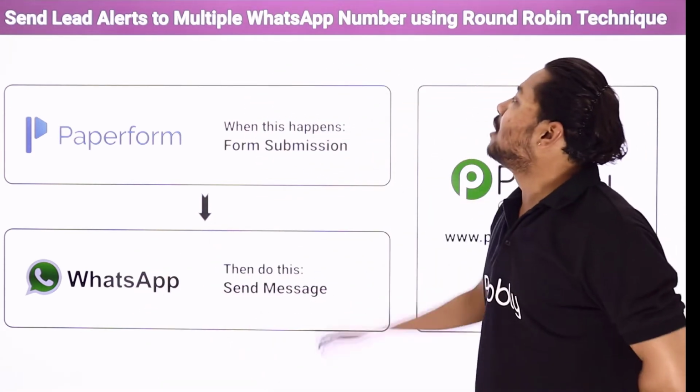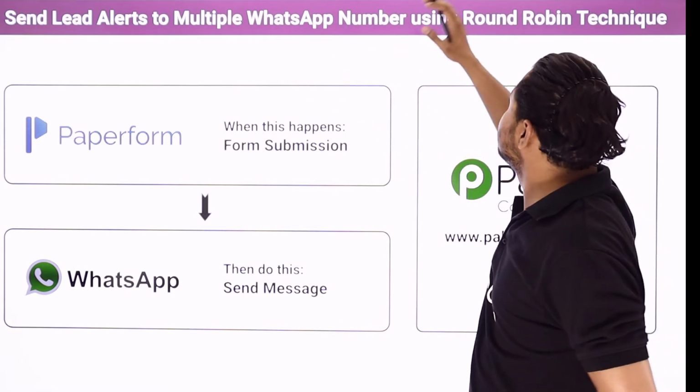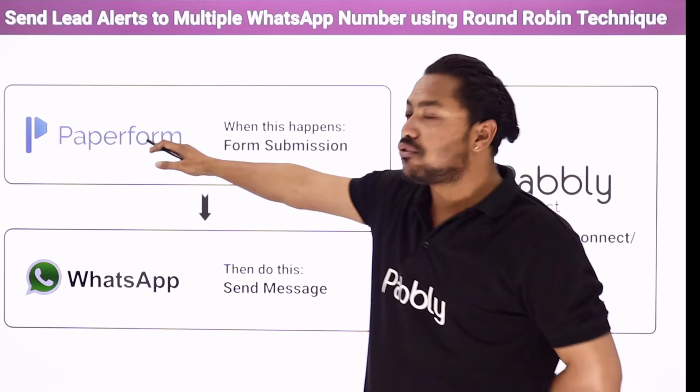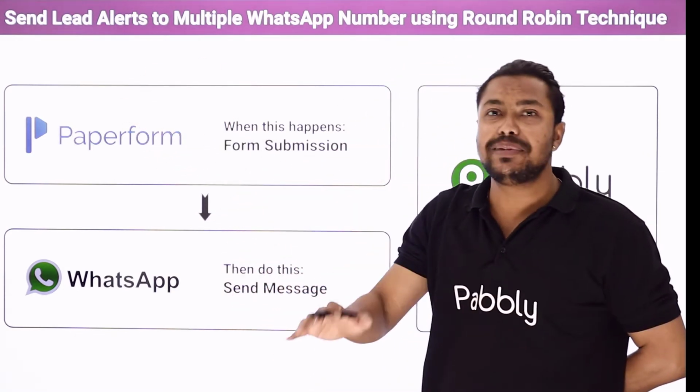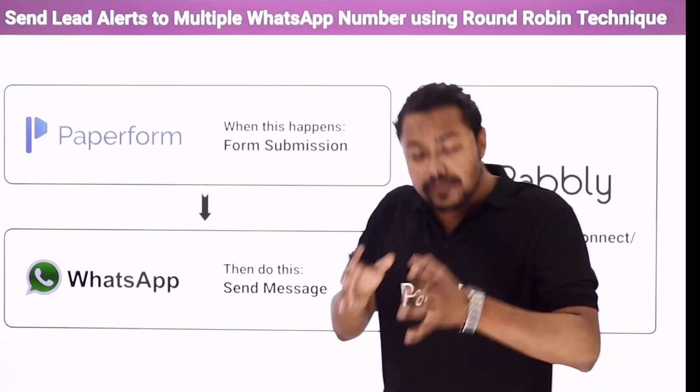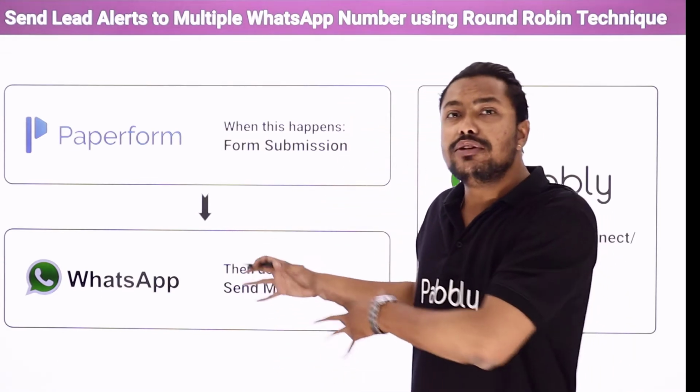So today I am going to tell you how you can send lead alerts to multiple WhatsApp numbers using the round robin technique. Now here I am using Pabbly Form. You can use any form building application which you like, and then I am using WhatsApp as usual. Now what is happening and why would you need this automation?